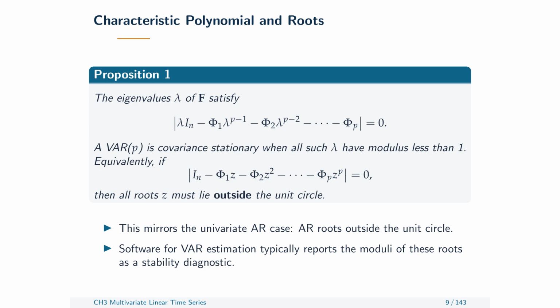If an eigenvalue lies outside the unit circle, some component can grow explosively. If it lies on the unit circle, shocks may have permanent effects and cointegration may become relevant. A stable-looking plot is not proof of stability, especially in short samples, so fitted roots should be checked after estimation.